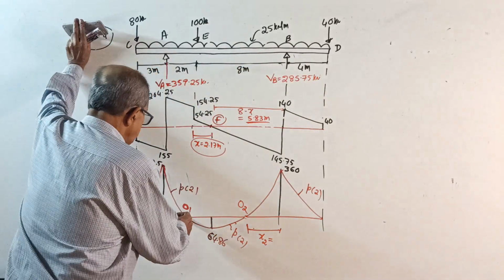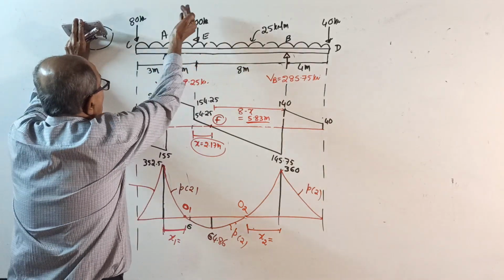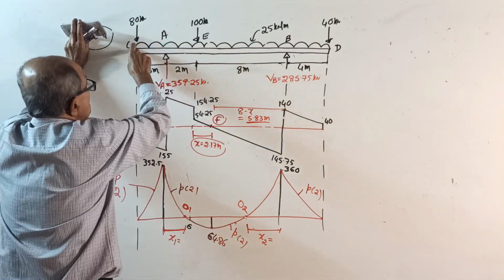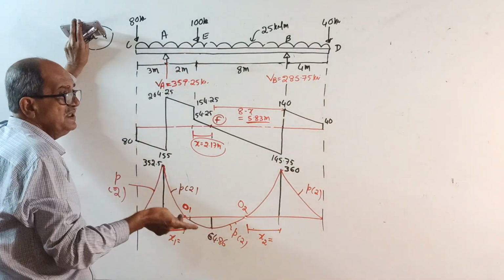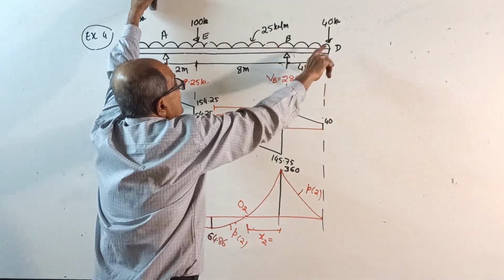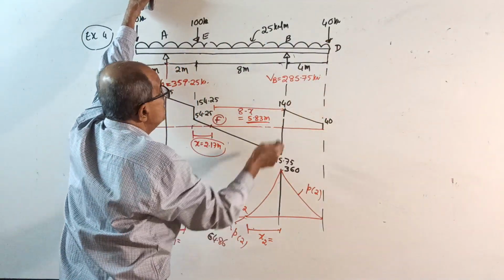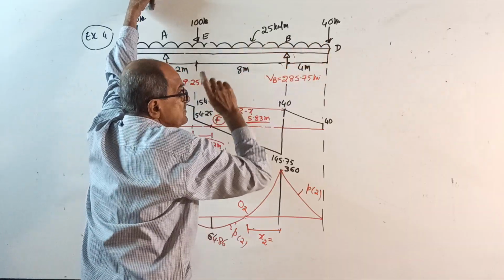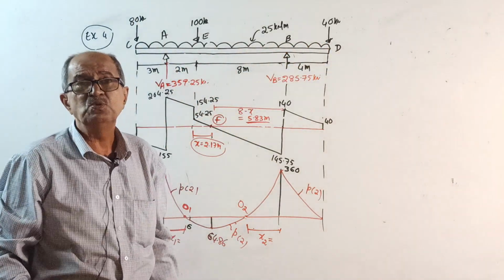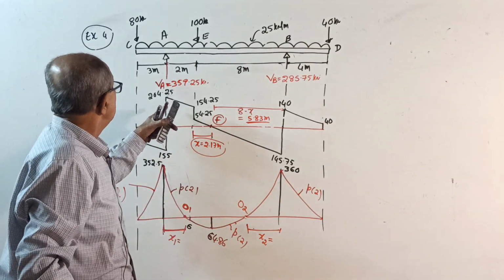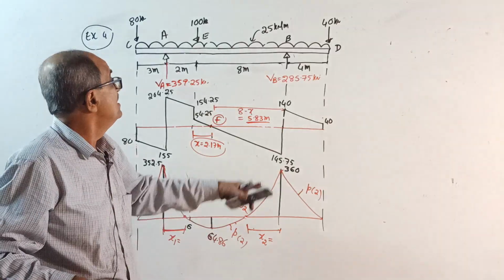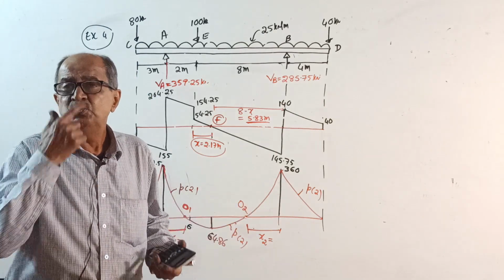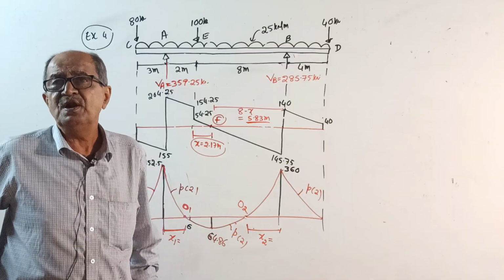See, BM at O1 equals plus this reaction into X1 minus AT into 3 plus X1 minus UDL into (X1 plus 3) into (X1 plus 3) by 2. Same way BM here is minus 40 into (4 plus X2) plus reaction into X2 minus UDL intensity into (4 plus X2) into (4 plus X2) by 2. So in the first one it will become (3 plus X1) whole square by 2. That will become (4 plus X2) whole square by 2 there. You use calculator or simplify, solve quadratic equation.